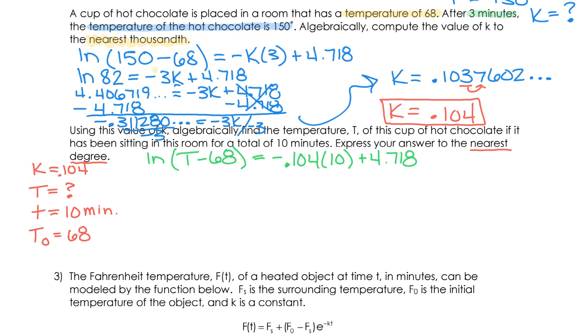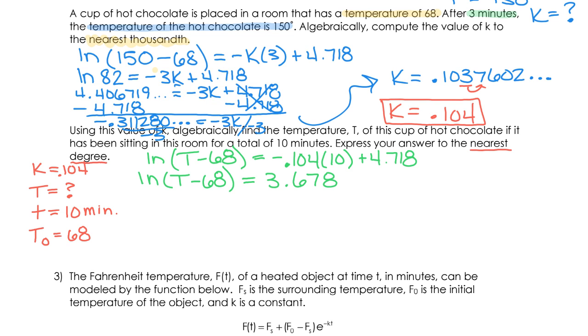All right, so this time we can't figure out the left-hand side because we don't know T to subtract 68 from it. However, on the right-hand side, we can type that into our calculator: negative 0.104 times 10 plus 4.718 to get a grand total of 3.678.